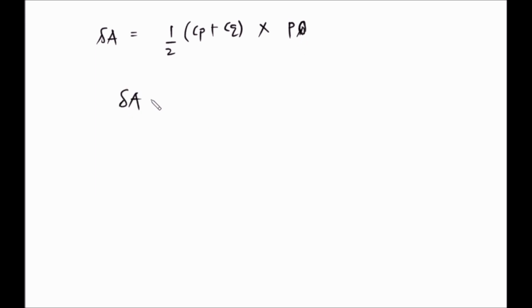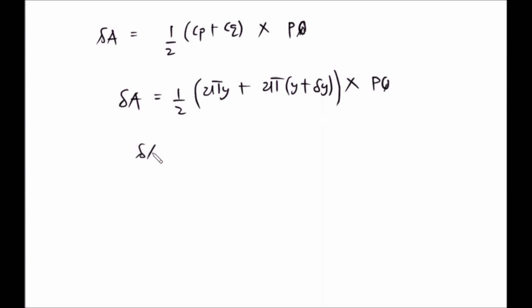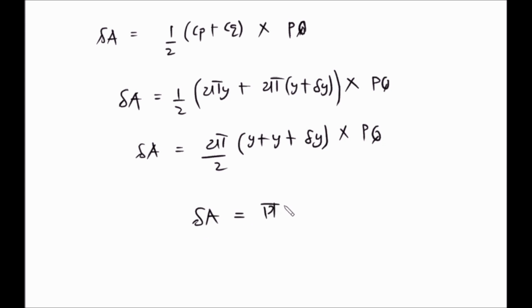So now hii can be written as half CP, tumesema ni 2 pi y, jumlisha CQ tumesema ni 2 pi (y plus delta y), times PQ ambayo ni slant height. So hii itakuwa sasa tunatoa 2 pi over 2, then tutabaki na y plus delta y times PQ. So delta A now is just going to be equal to pi, huku ndani tunakuwa na 2y plus delta y, times PQ.